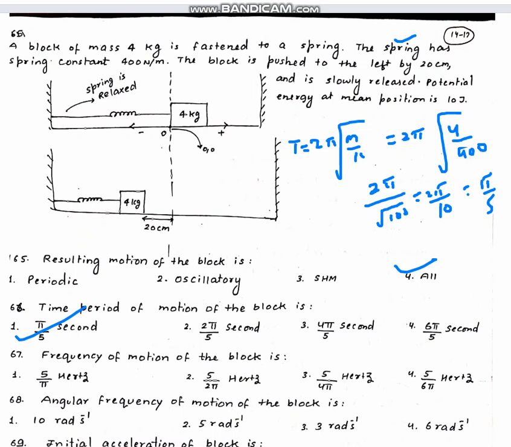Next is frequency of the motion. Frequency is 1 upon T. So it will be 5 by pi hertz. Next is angular frequency. So time period is 2 pi by omega. So pi by 5 is 2 pi by omega. So omega here is going to be 10. So first will be correct over here.